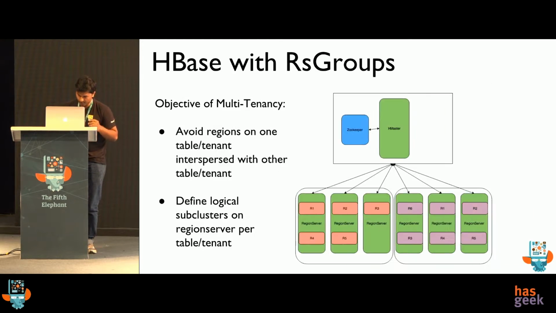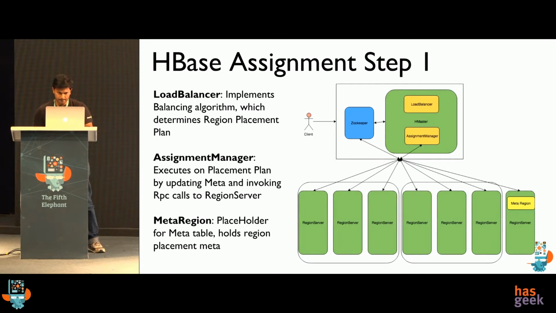What we want to achieve with rsgroup is essentially tag a bunch of boxes and say these are for checkout. Tag another bunch of boxes, say these are for cart, and then ensure when we create tables, they sit and are assigned only to those boxes. So how did we go about this?